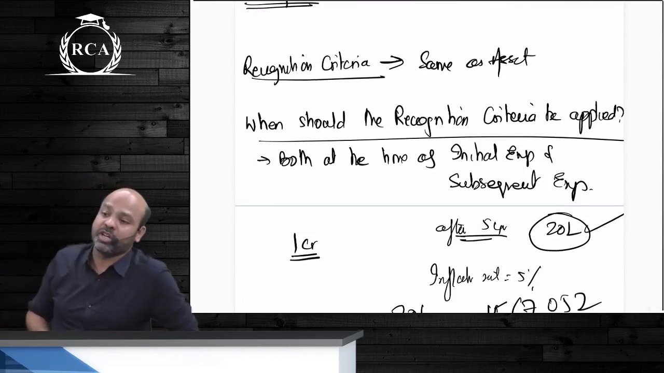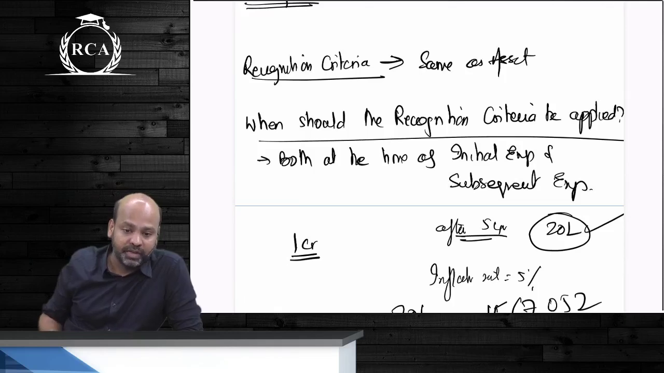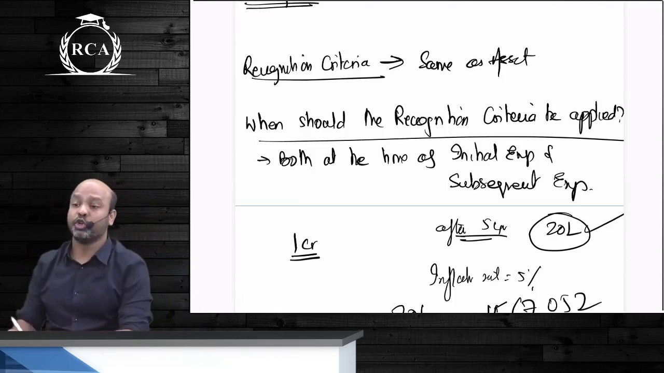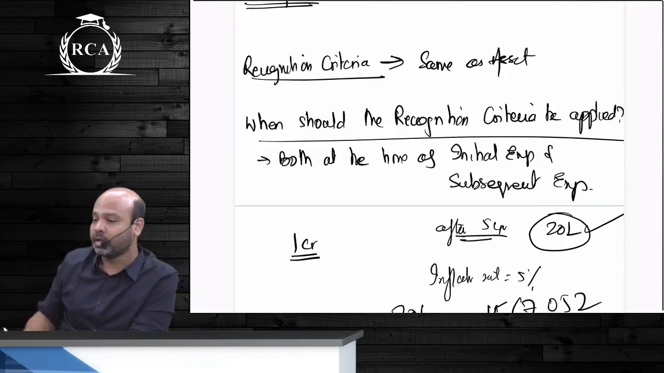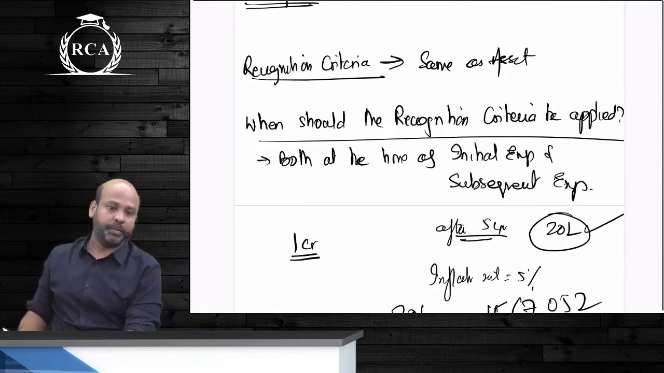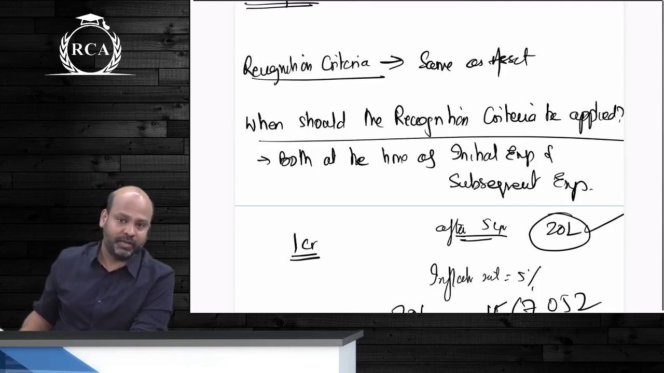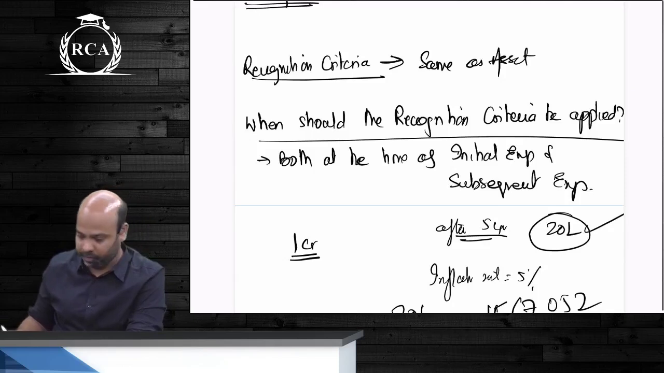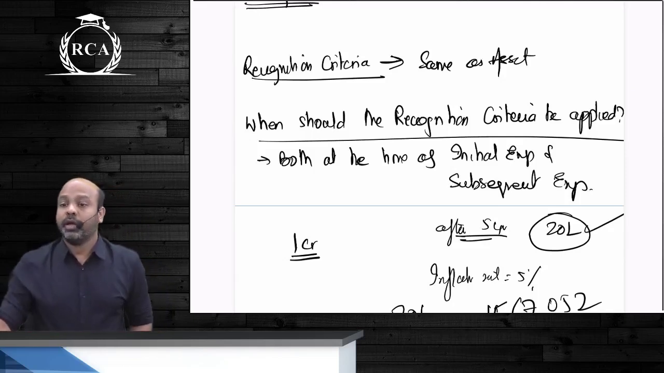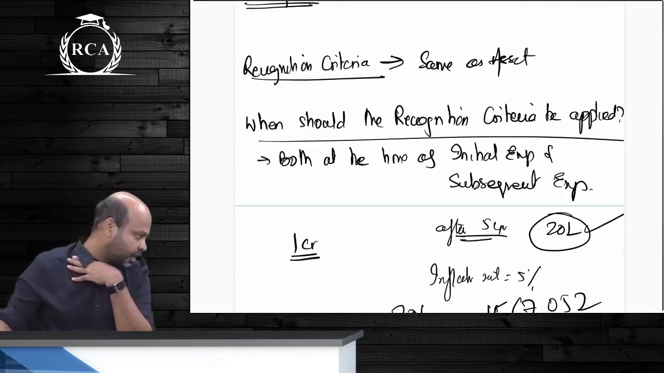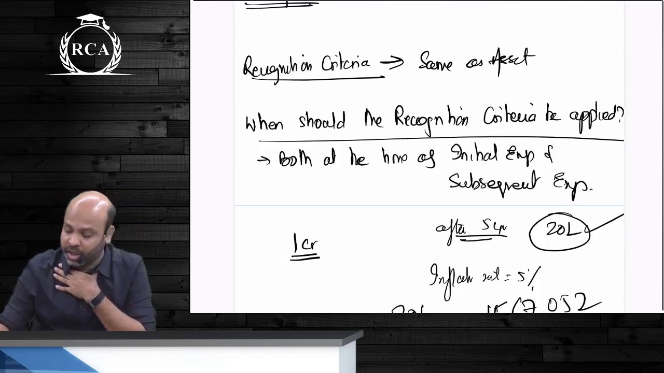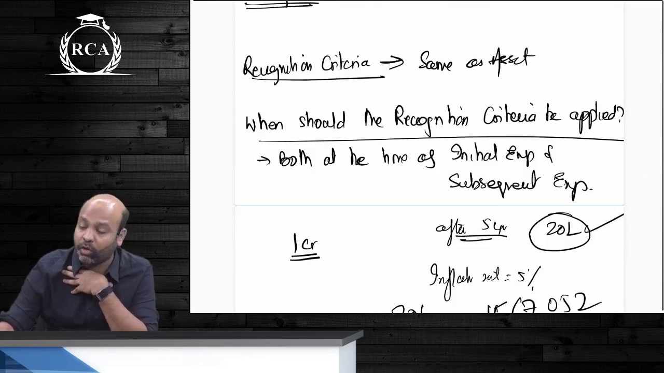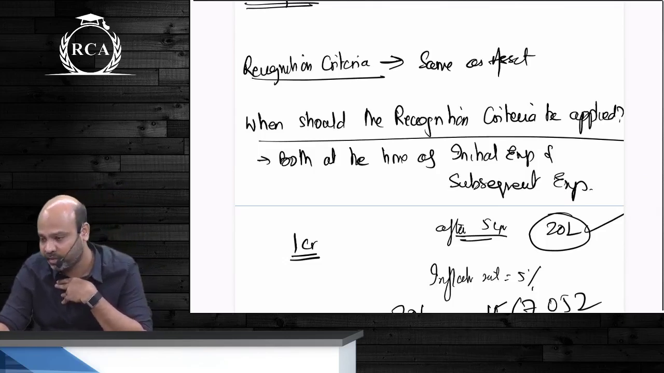I said the recognition criteria of property, plant and equipment is exactly the same as an asset. 2 points. It shows something that results in future economic benefits, and cost can be measured. Only if these conditions are met will you be able to recognize it as property, plant and equipment. Next, when should we apply the recognition criteria? We should be applying recognition criteria both at the time the amount is spent initially and also at the time subsequent expenditure is incurred.